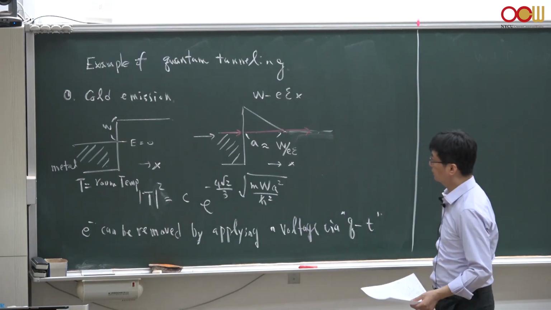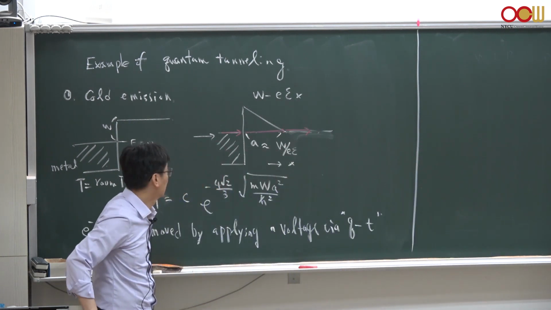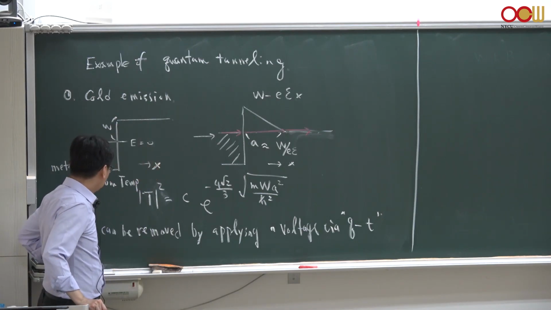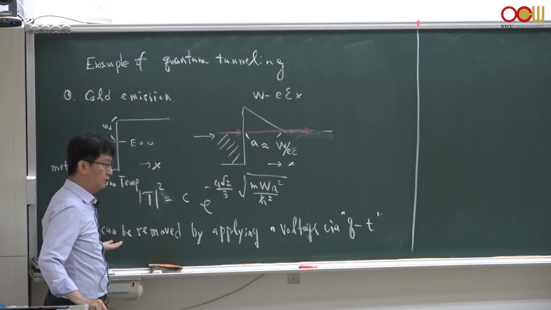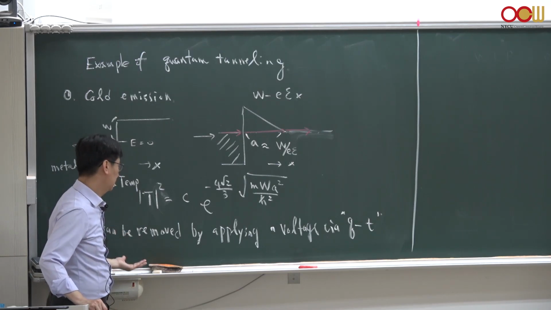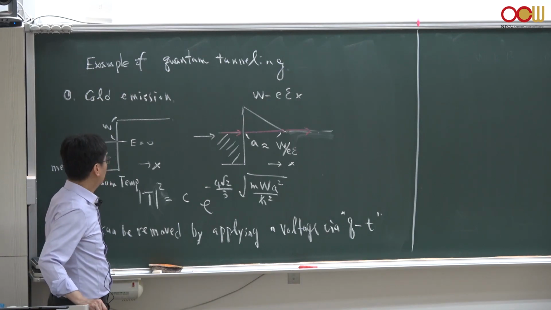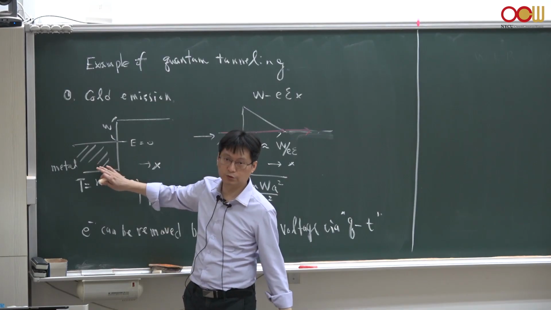Okay, so let's look at two very simple examples of the quantum tunneling effect. One example is the so-called field emission, and this is the application of quantum tunneling for a metal. The electrons in the metal could be removed from the metal if you simply apply a voltage bias like this. So here is the cartoon picture of a piece of metal, even at room temperature.